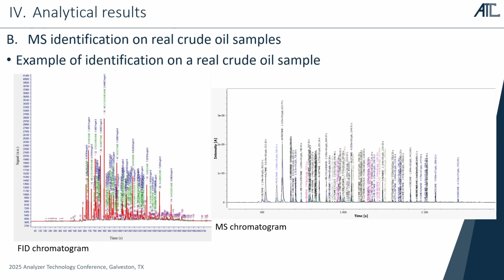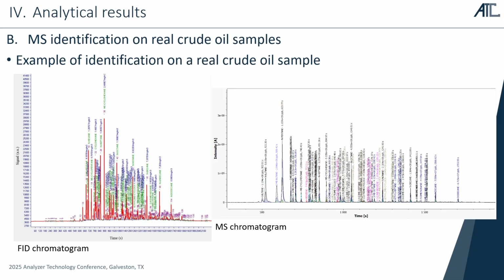So here is an example of, so it's hard to see. You can only see some color, I believe. But it's an example of identification on a real crude oil sample. So that shows how complex the sample is. And we are looking only from C7 to C12, so it's a portion of the crude oil composition.